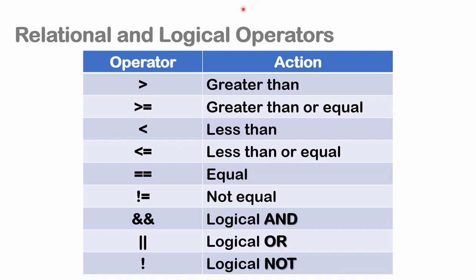Okay, before we go any further, let's take a look at the relational and logical operators. So this is the greater than, and this is the greater than or equal. This is less than, this is less than or equal, and this is equal, which you encountered earlier. And this is not equal. This is a logical and, this is a logical or, and this one here, a logical not.